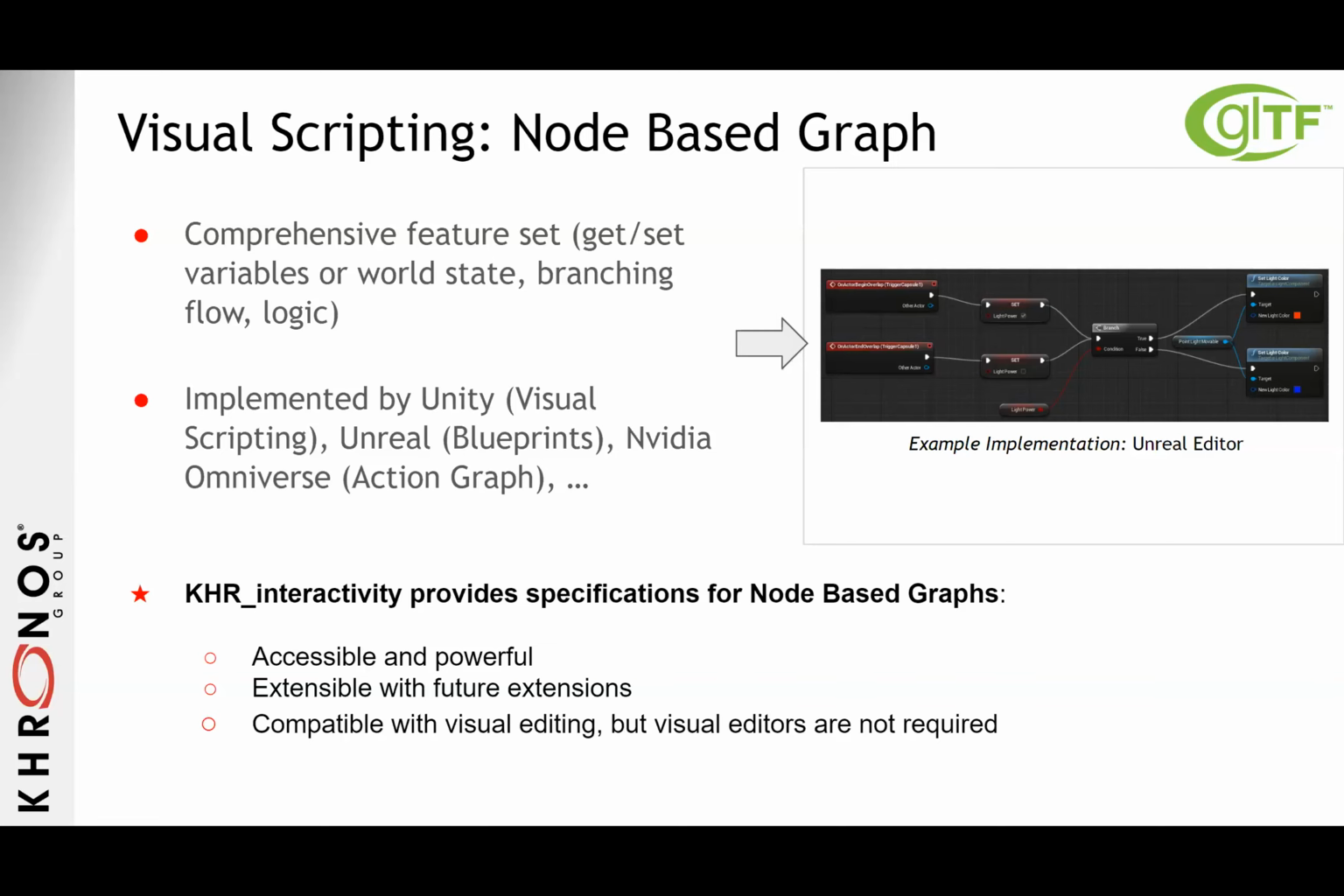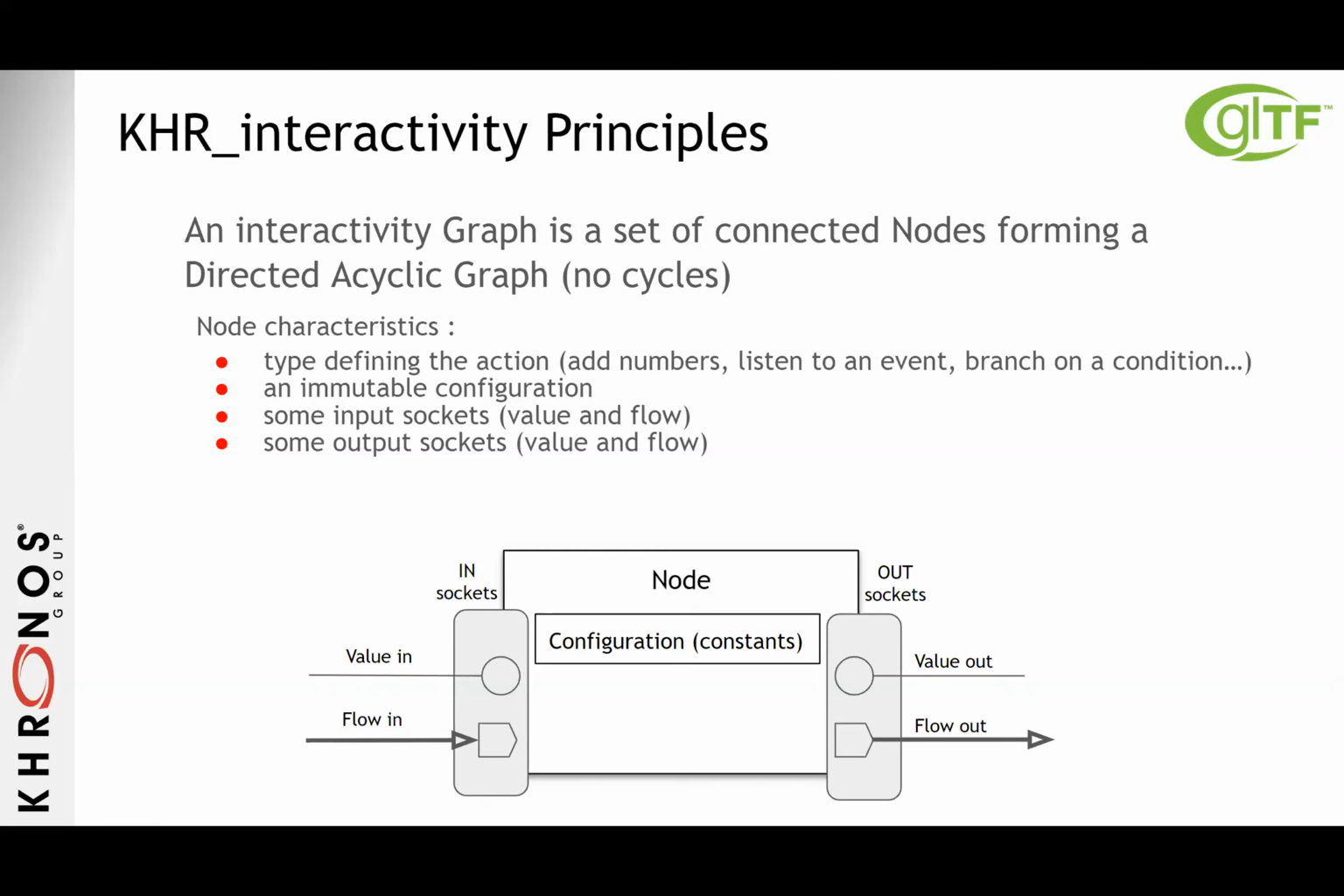So, a few principles of interactivity. An interactivity graph is really a graph. A graph in computer programming is a set of connected nodes, and it forms a directed acyclic graph. So basically, there's no loop. If A is connected to B, B cannot connect back to A.